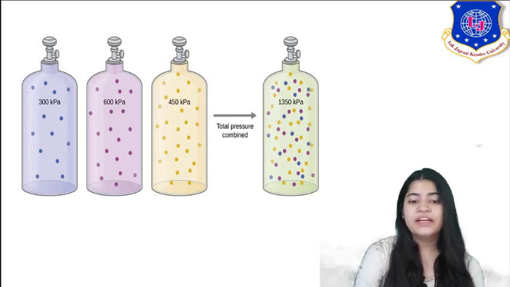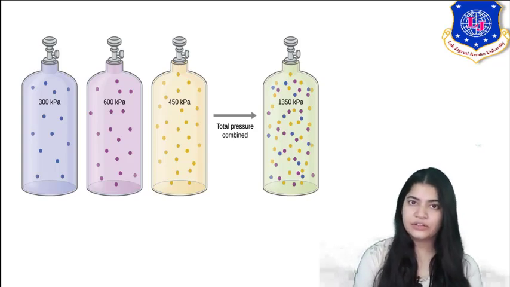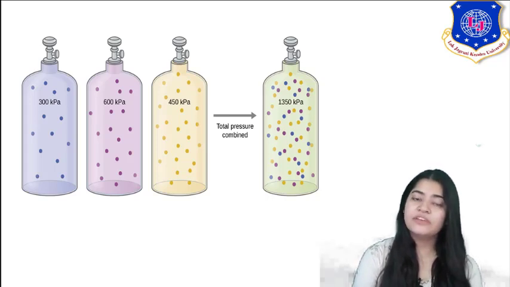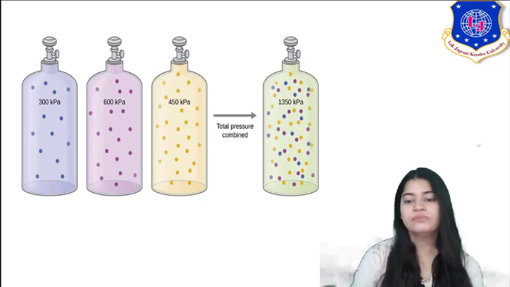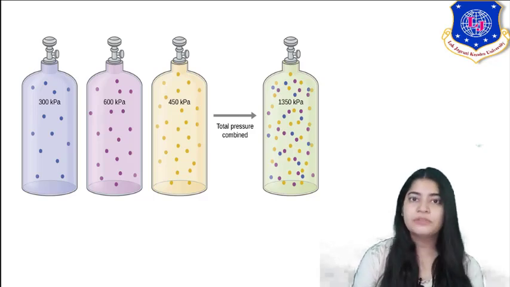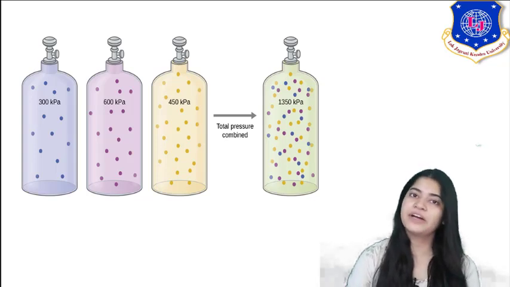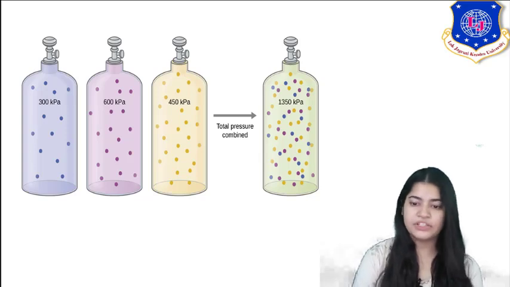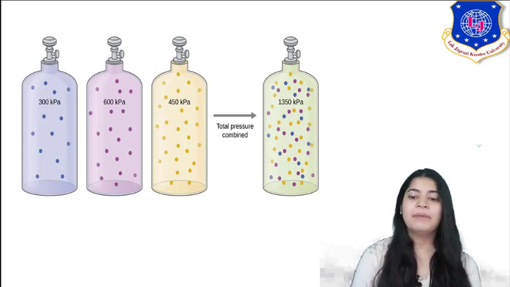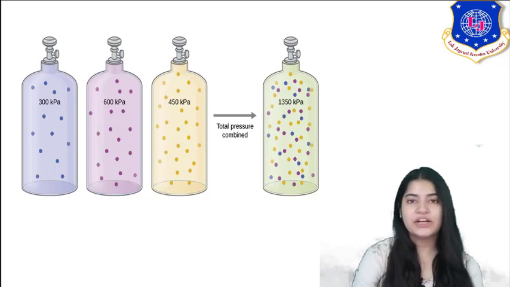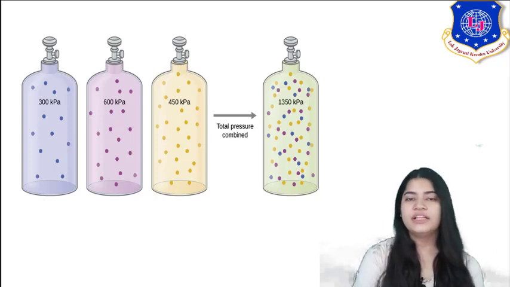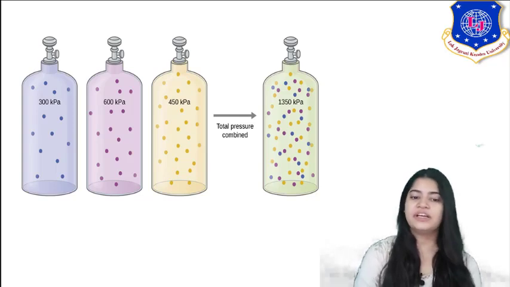Now if I mix the three together, all my blue, purple and yellow gases are together, but I keep the volume the same as the initial condition. Now the pressure of each individual gas would be its partial pressure. You can see the addition of these three gives the total pressure, that is 1350 kilopascals. In that container, the partial pressure of blue gas would be mole fraction into total pressure. You will see further. The individual pressures of the three gases were 300, 600 and 450.